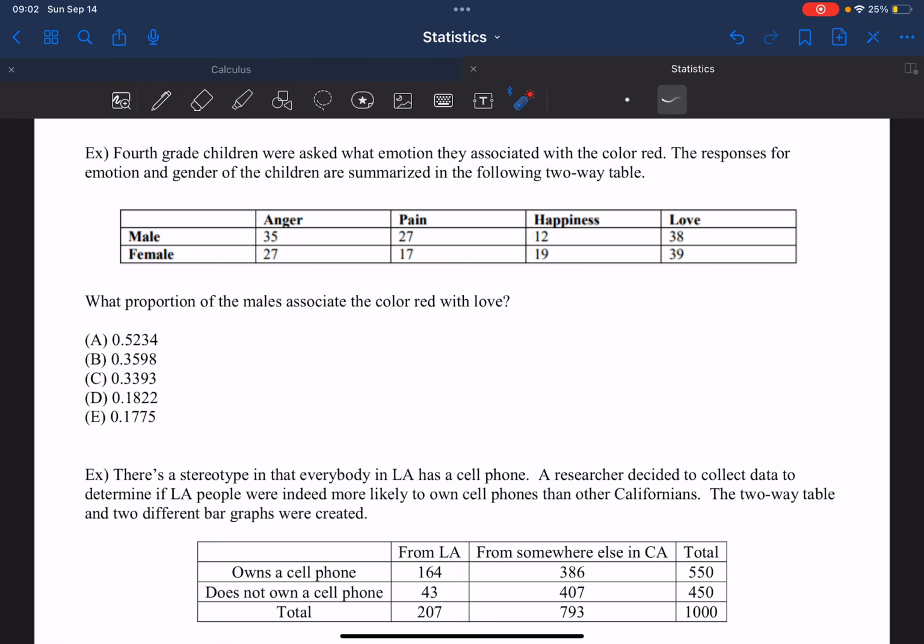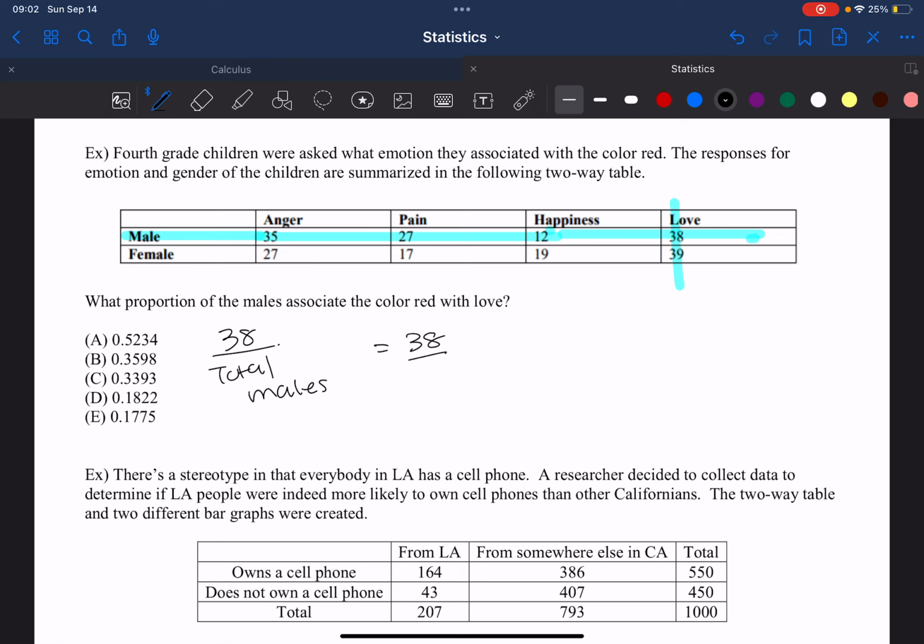Next example says 4th grade children were asked what emotion they associate with the color red. The responses for emotion and gender are summarized in the following two-way table. It says, what proportions of males associate the color red with love? Well, here's the males, and here's love, so we're looking at the overlap. So that would be 38 over the total males. Well, if we add up all the total males, we get 38 over 112, which is 0.3393, which is letter choice C.